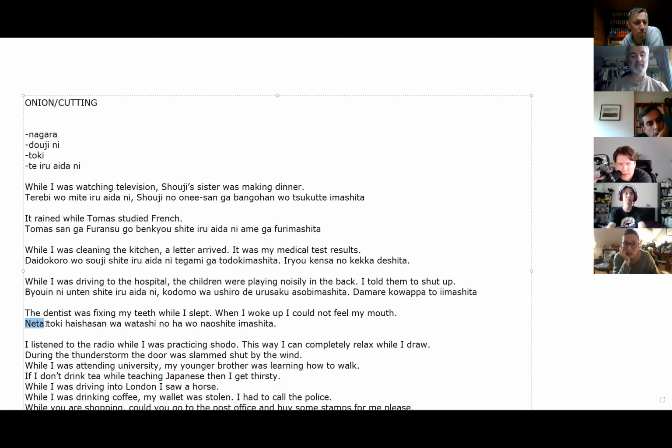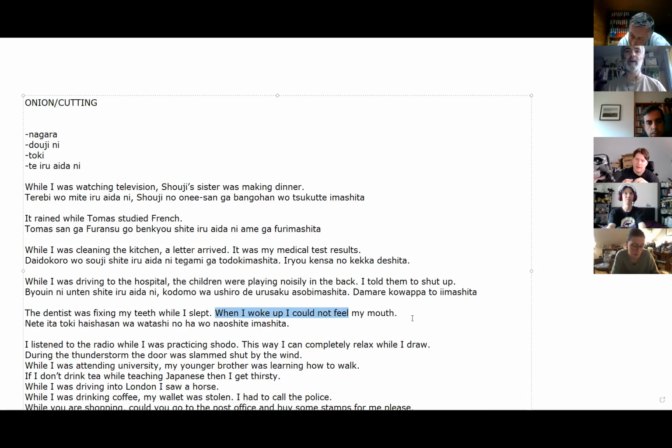Okay. Yeah. So, nete iru. So again, imashita is the last one, the one that does the polite tense, but this doesn't have to be in the polite tense in order to put it before toki. So not nete imashita, but nete ita. Good. Nete ita toki, Haisha-san wa watashi no ha o naoshite imashita. Okay. When I woke up, I could not feel my mouth.